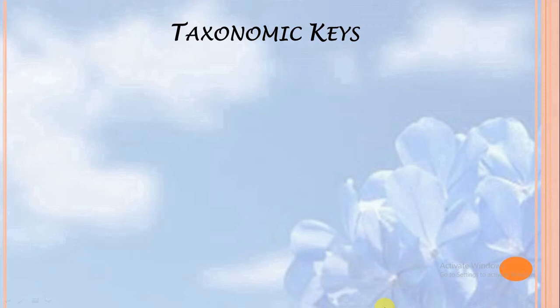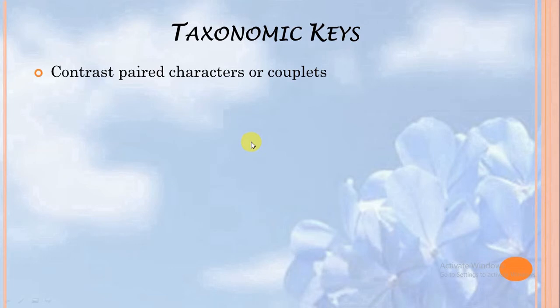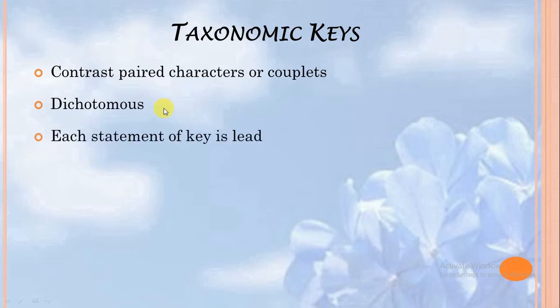Today we will start with taxonomy keys. A key is a list of characters, generally in pairs having contrasting forms, and these are called couplets. Keys are basically dichotomous because every character is present in two contrasting forms, and each statement of the key, or every contrasting character, is called a lead.